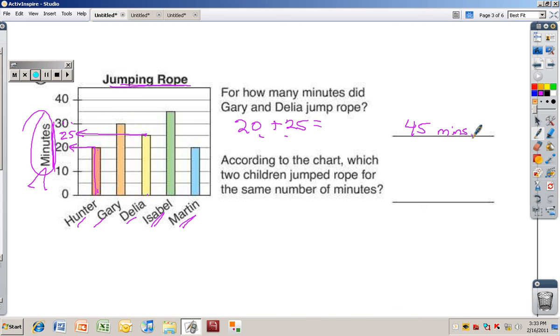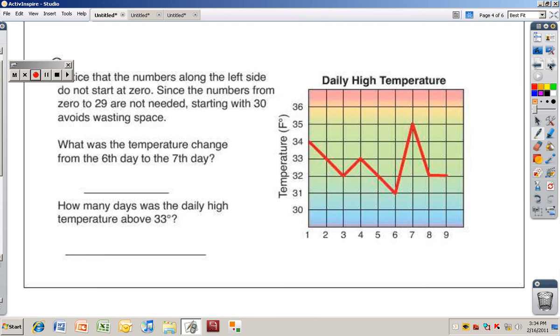According to the chart, which two children jumped rope for the same number of minutes? You can do that by finding two bars that are the same height. And you can see that Martin and Hunter both jumped rope for 20 minutes. So we're going to write Martin and Hunter. If you wrote Hunter and Martin, that's fine. The order doesn't matter that you put their names.